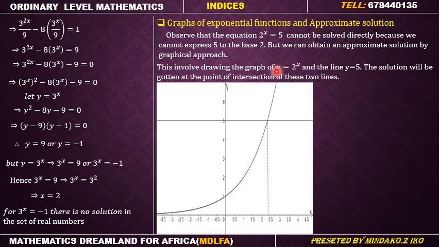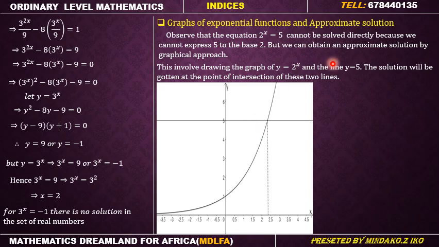Now if I choose some values, in this graph my values should be between -4 and 4.5, and I substitute each value of x here. So this is a graph. To obtain the solution of this equation, since I cannot express 5 in base 2, I have to graph it. Since I've chosen my values of x between -4 and 4.5, if you graph it, this is how the graph is going to look.